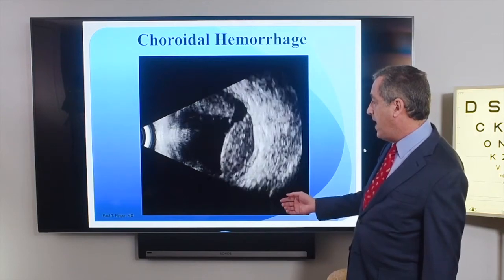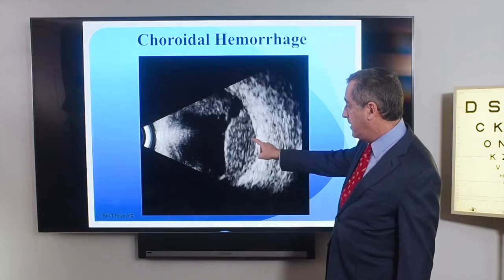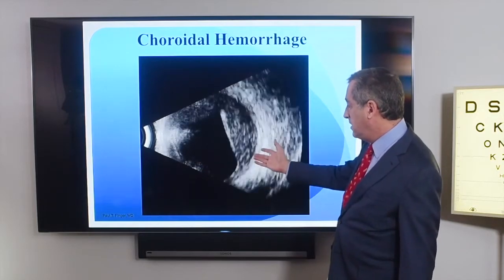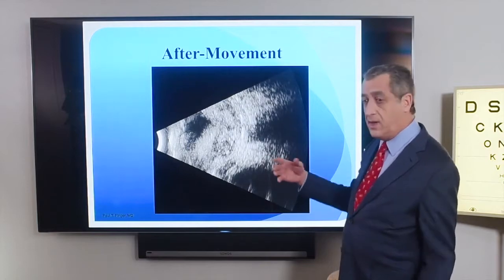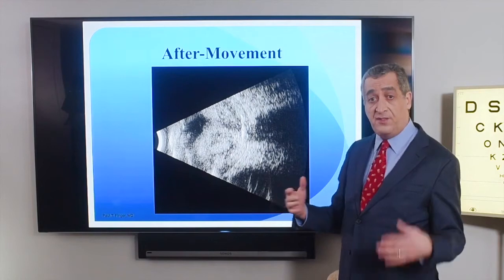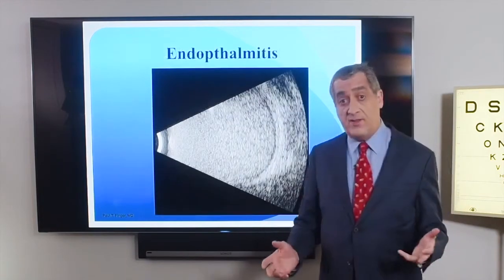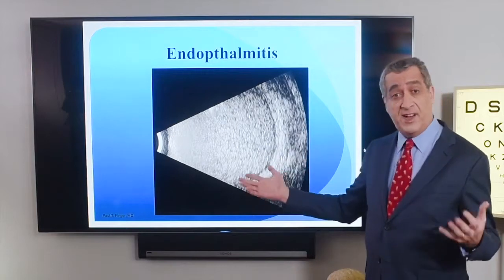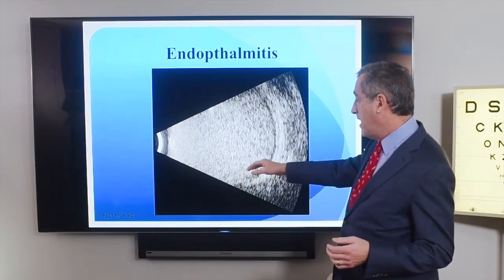Here we have after movements. Look inside. It's not twinkling, it's sludging like blood underneath the retina. Here's another example of the same, but this blood is more liquefied, so you see even more movements beneath the retina. That's definitely not a solid tumor, and it's not a melanoma. Here we have an example of endophthalmitis, an infection that fills the entire eye and causes a shimmering after movement.